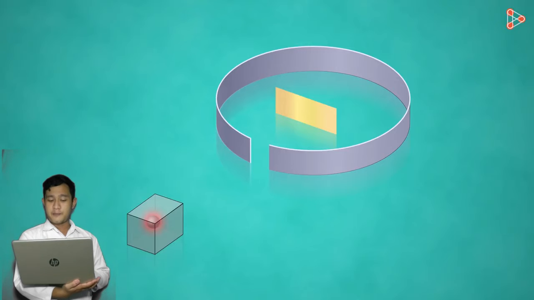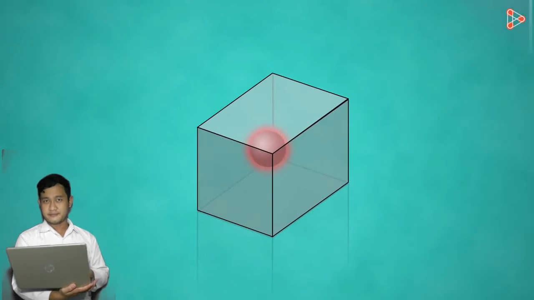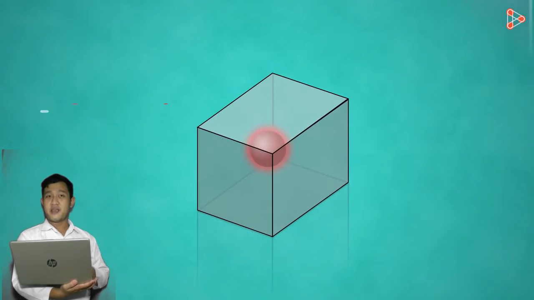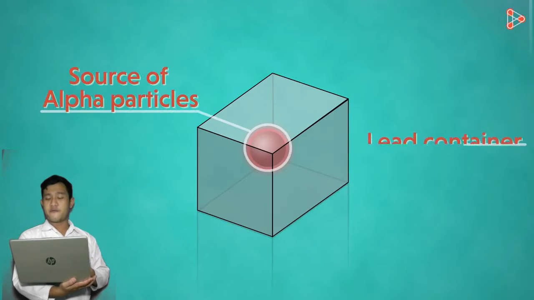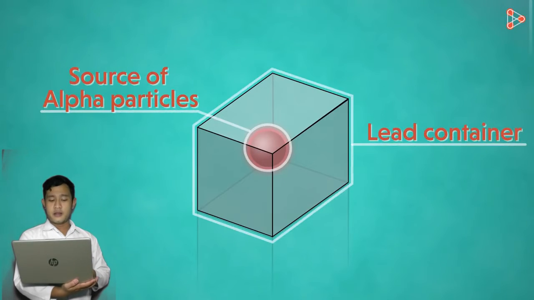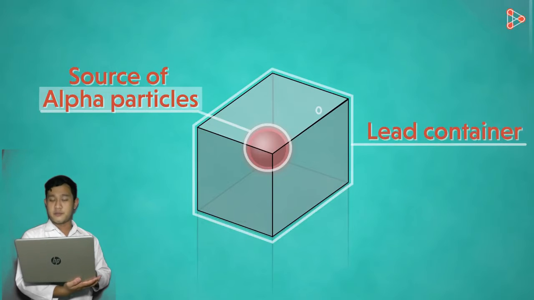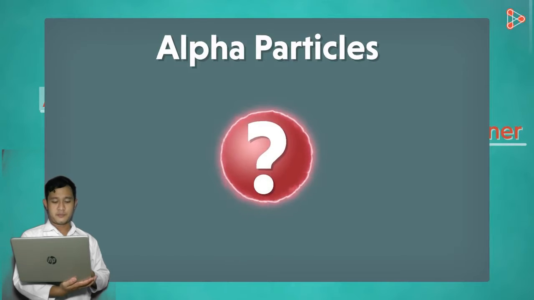This is how the setup of his experiment looked. As we can see here, he used a source of alpha particles placed in a lead container with a very small slit. This ensured that the alpha particles only came out through a small opening and traveled in a straight line.